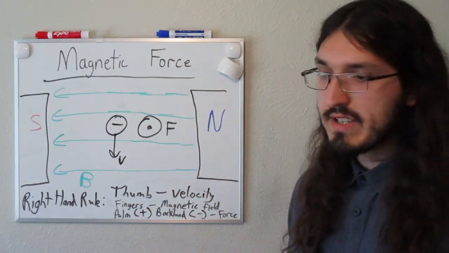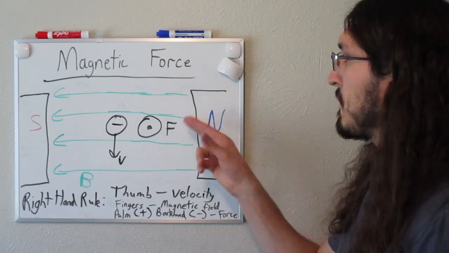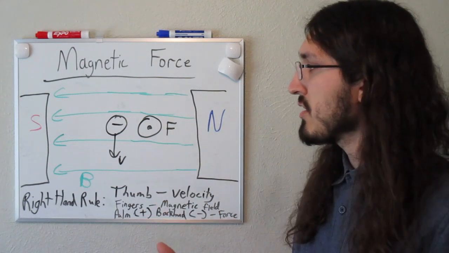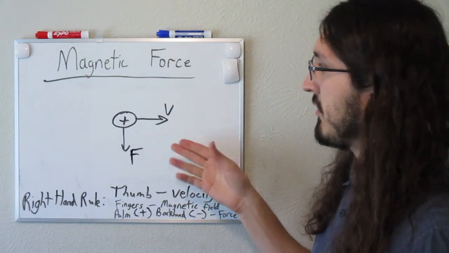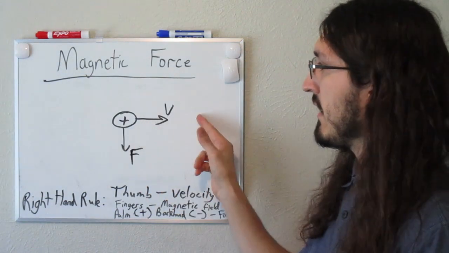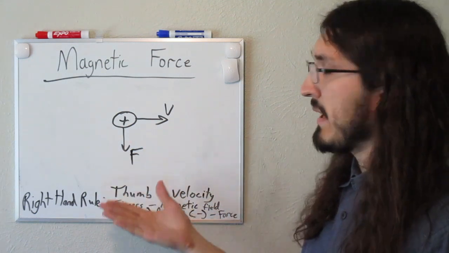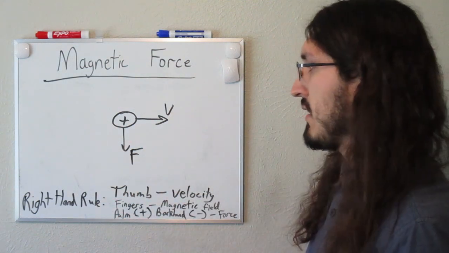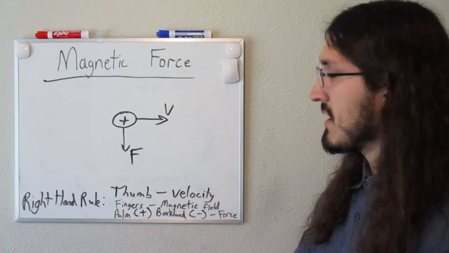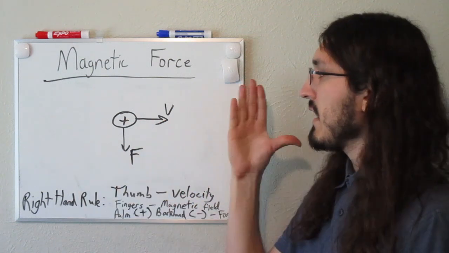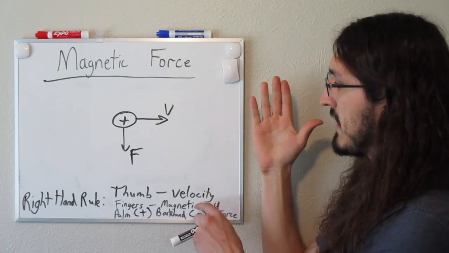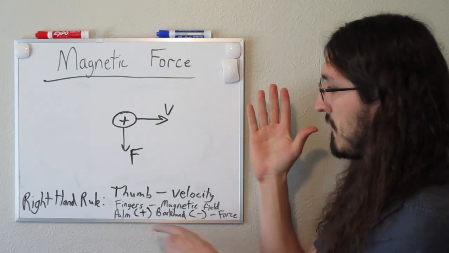I'm going to go through one more example where I tell you the force and the velocity of some charge, and we have to find out where the magnetic field is pointing. Here I've drawn a picture of a positive charge that's moving to the right, but it feels some magnetic force going downward. So we're going to use the right hand rule to figure out where this magnetic field is pointing. I'll start with my thumb for the velocity. It points to the right, and I don't know my magnetic field yet, so I'm going to skip to figure out where the force is pointing.